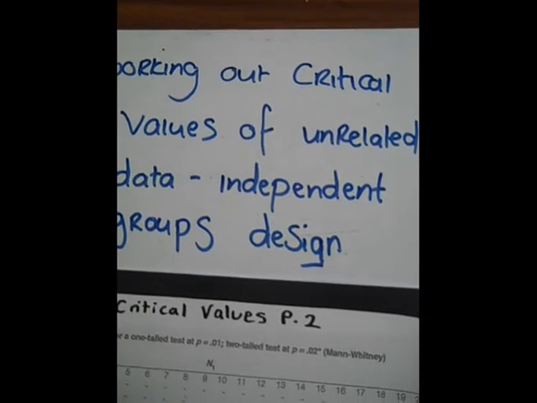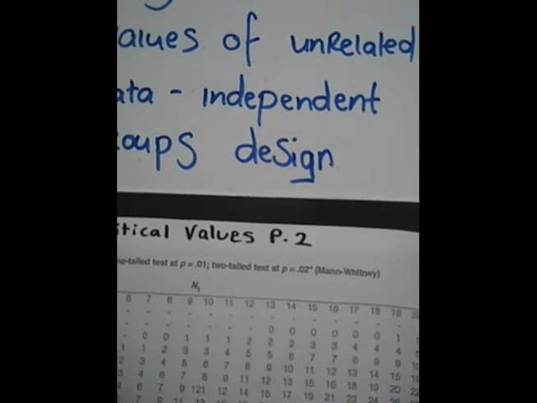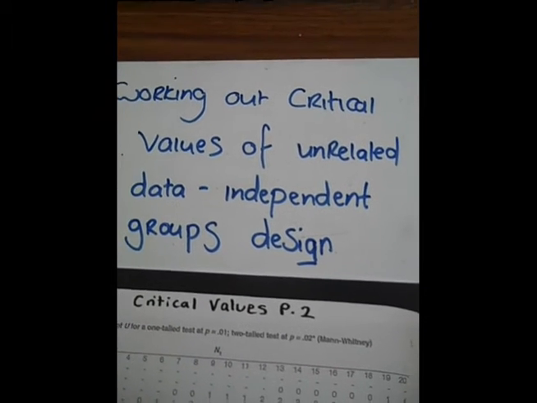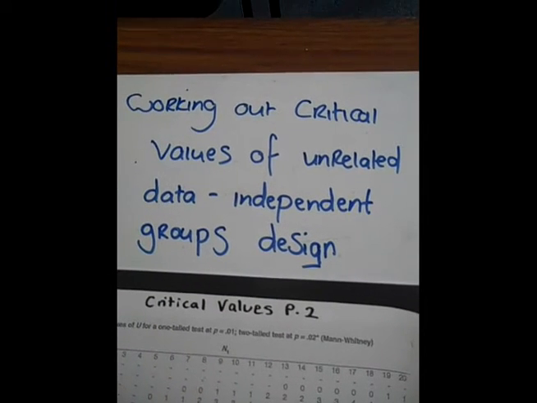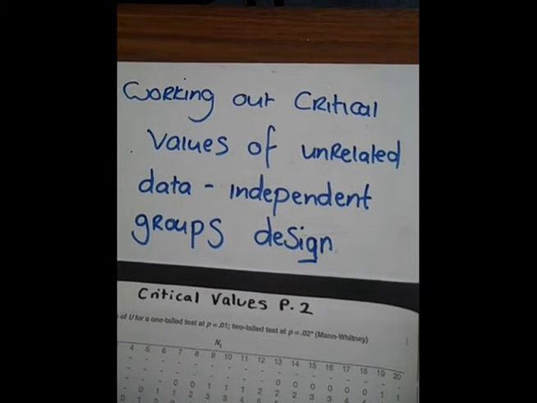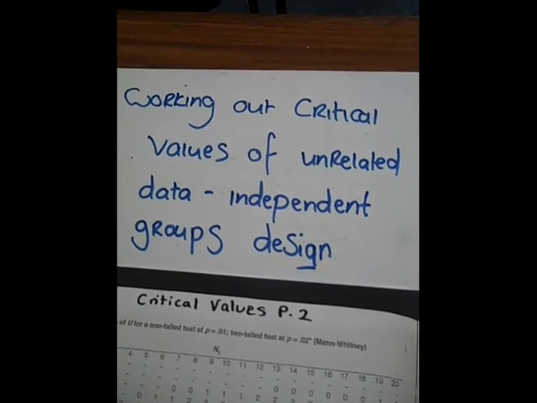So this is a really quick clip to add on to clip number 1, which is about how do you work out critical values for unrelated data, i.e. for independent groups design. So if you remember, we said that to work out critical values, you need to know the level of significance, you need to know n, which is the number of participants, and you need to know whether it's one or two-tailed.